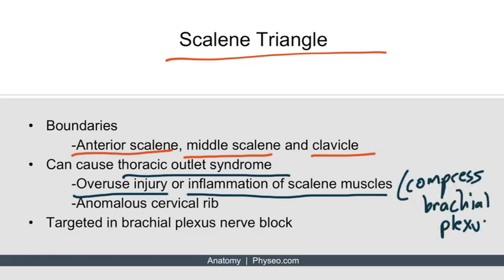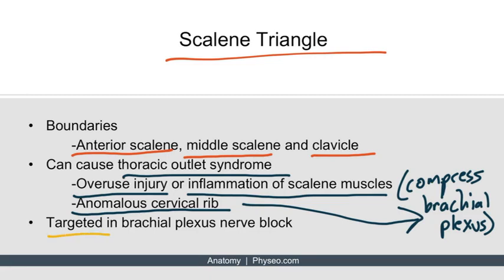compress the brachial plexus. Now, the scalene triangle can cause thoracic outlet syndrome for another reason, and that occurs if there's presence of an anomalous cervical rib. And this makes sense. There's an extra bone in the scalene triangle region, and so if it's there, then it's more likely to cause disruption and inflammation, which can, of course, compress the brachial plexus. Another clinical tie-in is, since the brachial plexus is in this triangle, you can target the scalene triangle in order to perform a brachial plexus nerve block.